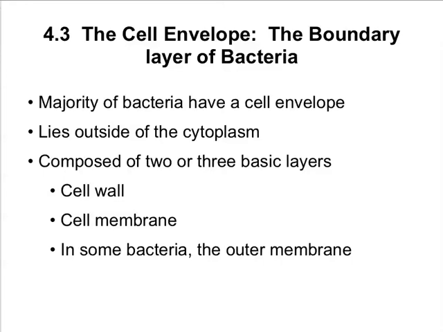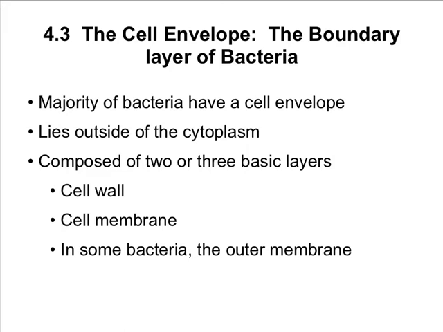Having considered the external structures of the cell, let's move on to take a look at the cell envelope. This is the boundary layer of bacteria. The majority of bacteria have a cell envelope, and it lies outside of the cytoplasm and contains the contents of the cell. It's composed of 2 to 3 basic layers.